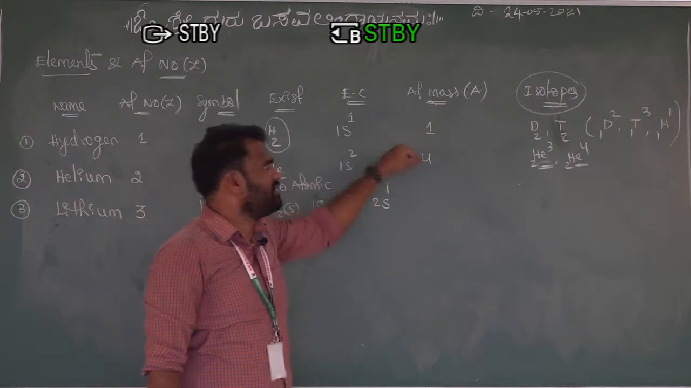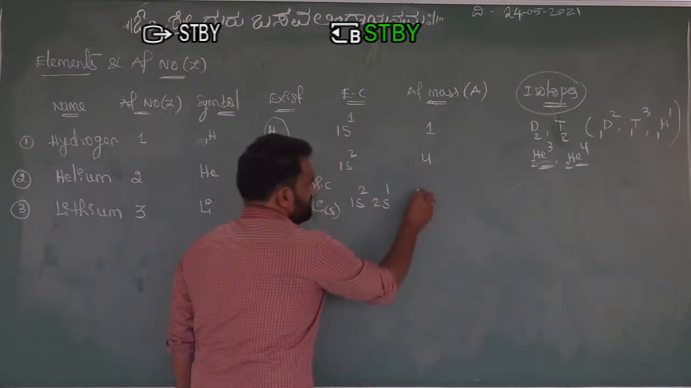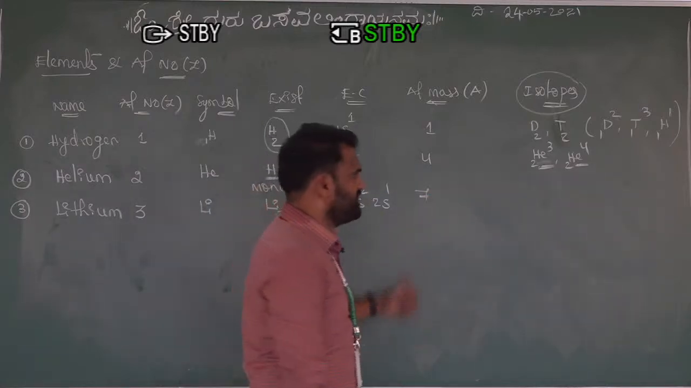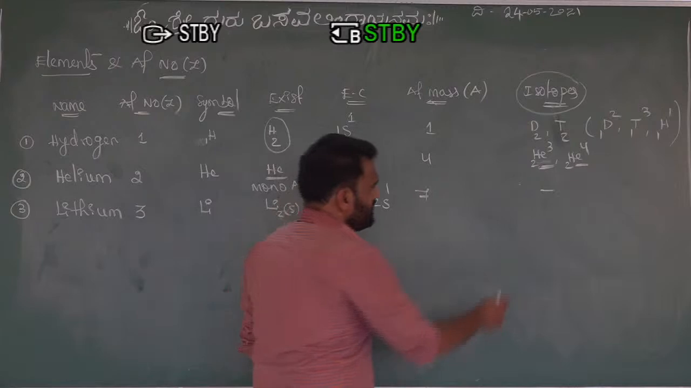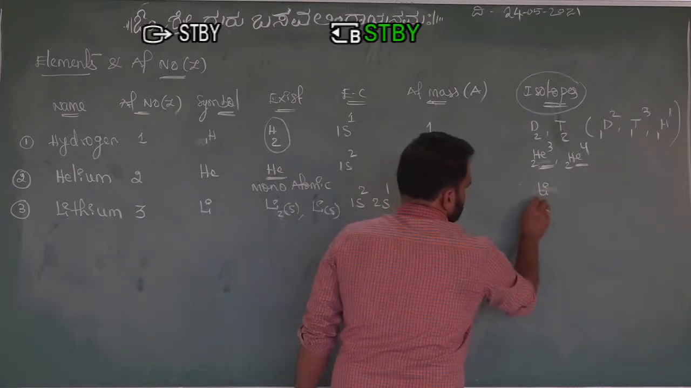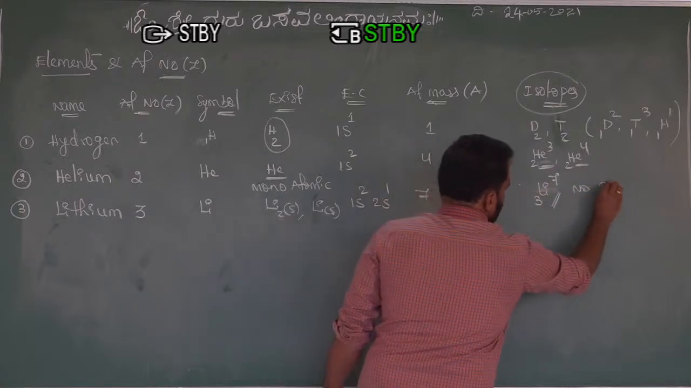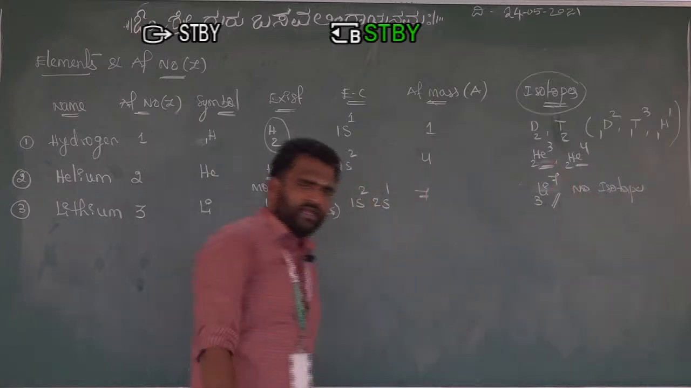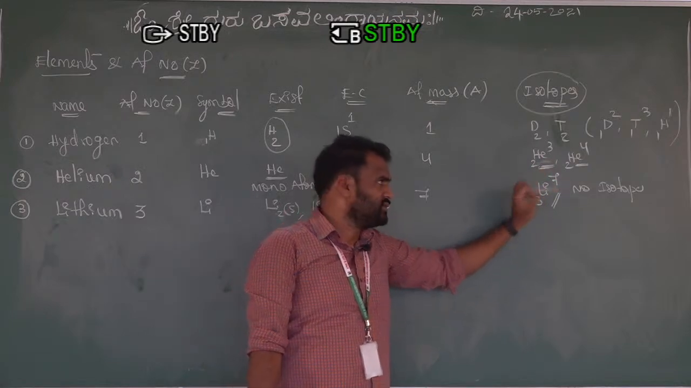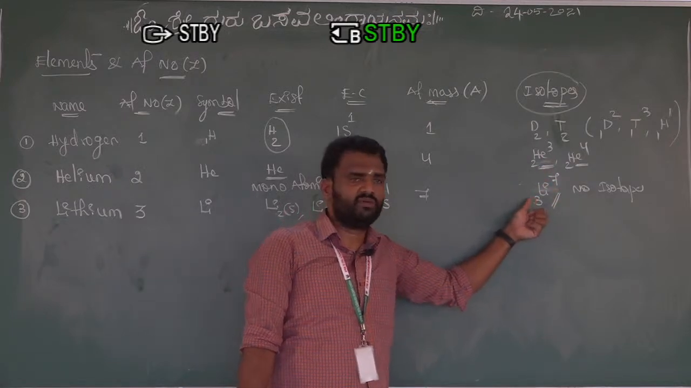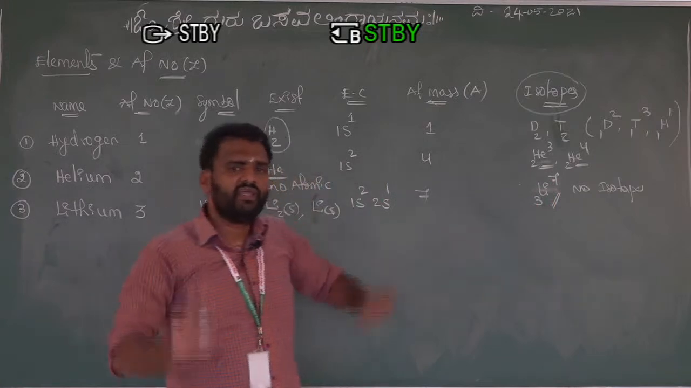And next, atomic mass. The atomic mass of lithium is 7. So there are no isotopes of lithium. Only one exists, Li with atomic number 3 and mass number 7. No other isotopes in nature. Here this is the atomic number, this is the mass number. The left side base is the atomic number and the right side top you write the atomic mass. So lithium will not exhibit any isotopic forms.